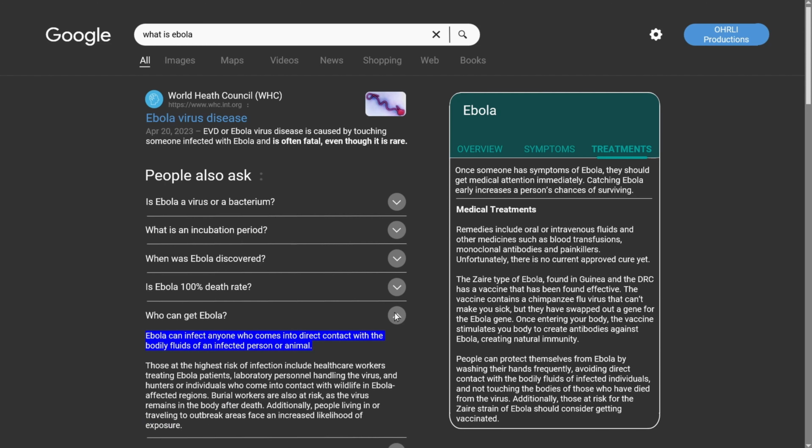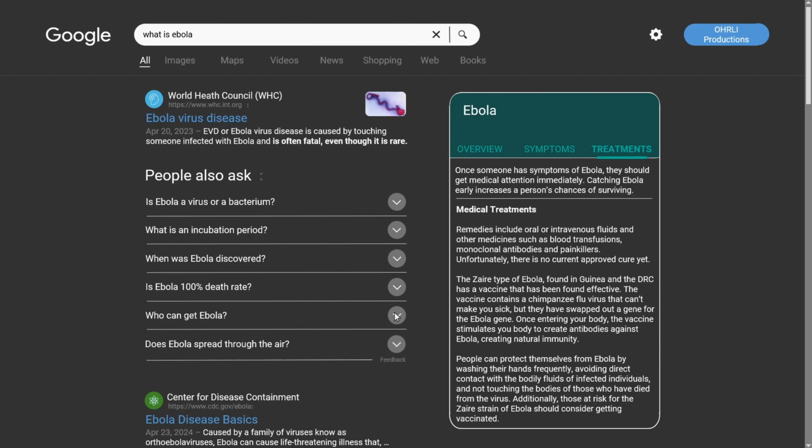Anyone can contract Ebola, however, those who work with Ebola patients, such as nurses, are at a higher chance of being infected. Additionally, laboratory workers, people who work with wild animals, such as bats, and burial teams, are also more likely to be infected with Ebola because they could be exposed to the virus.